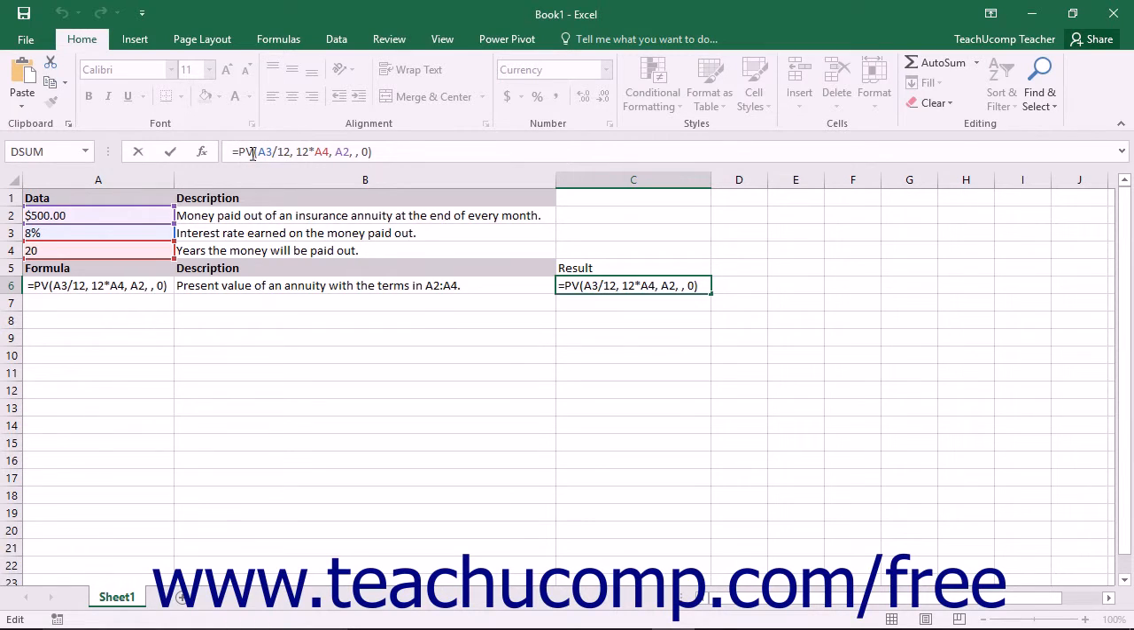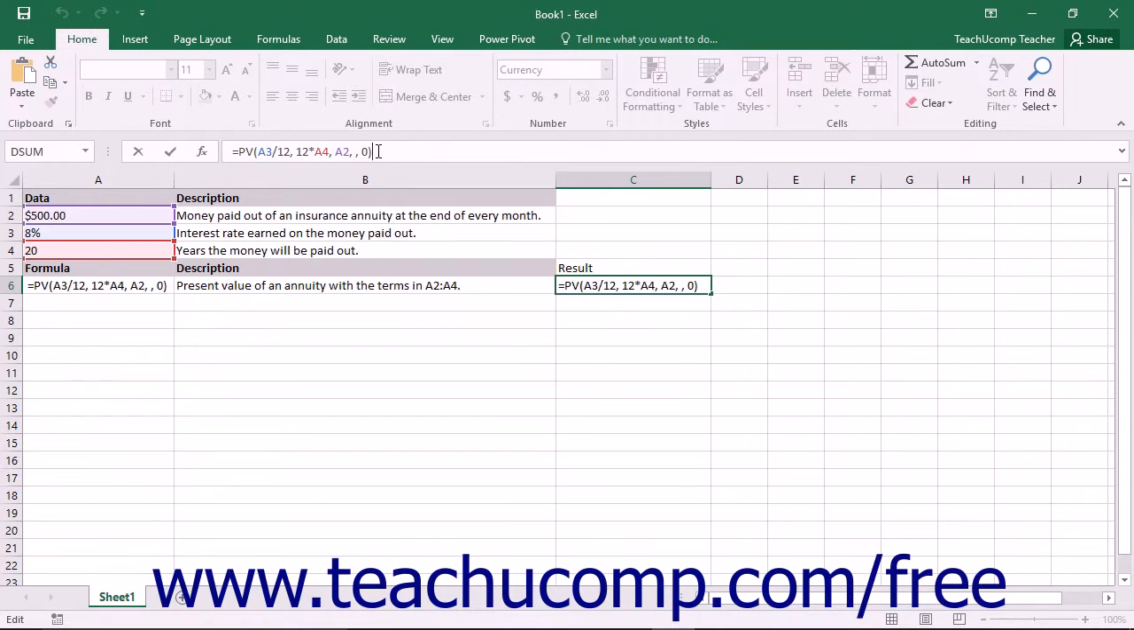The formula syntax is equals PV open parenthesis, the rate argument, comma, the number of payments argument, comma, the payment argument, comma, the optional future value argument, comma, the optional type argument, and then a closed parenthesis.